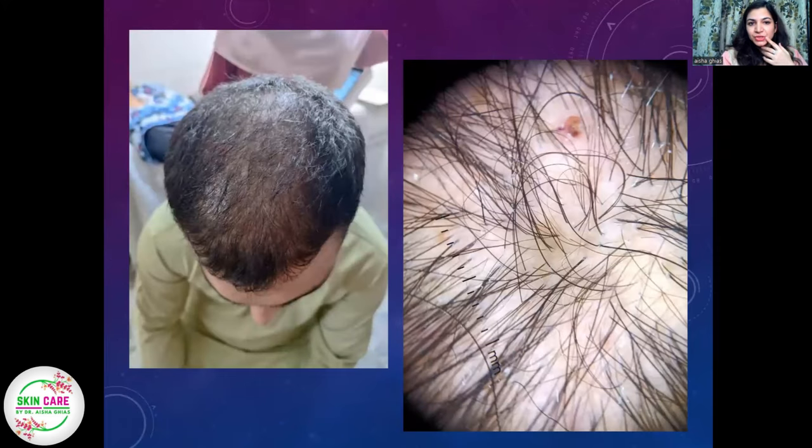So my own patient came up with this thinning on the scalp. And what do you see on the trichoscopy? Giving you a moment. Book the diagnosis. Okay. What was it? So this was example number one. Let me know in the comments, what do you think about this disease? And then we can have discussion about it.